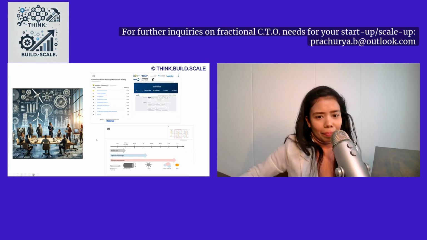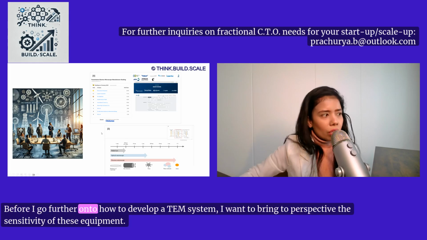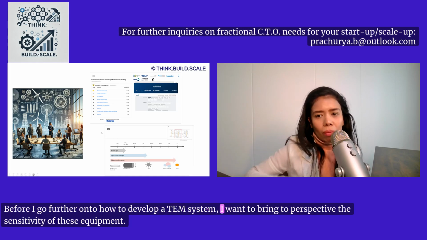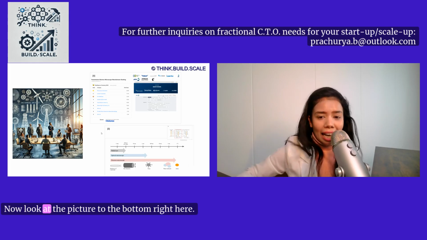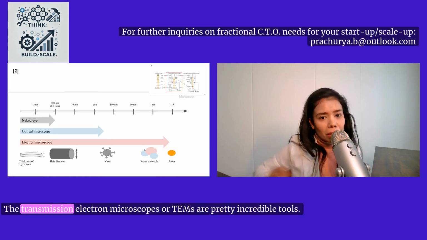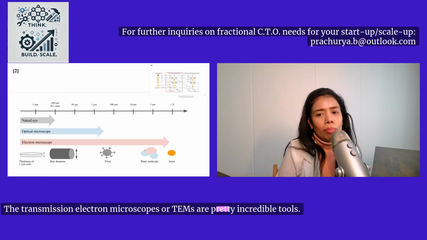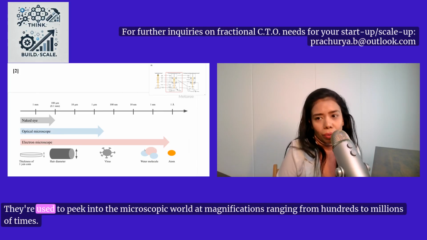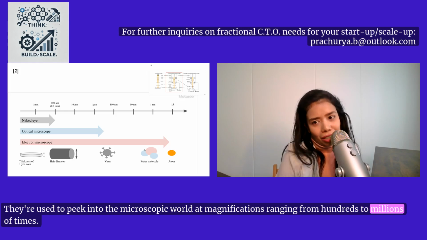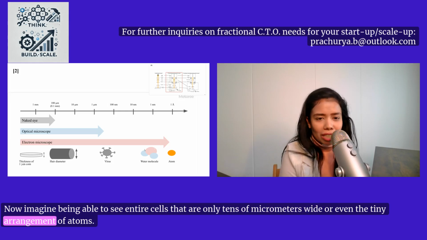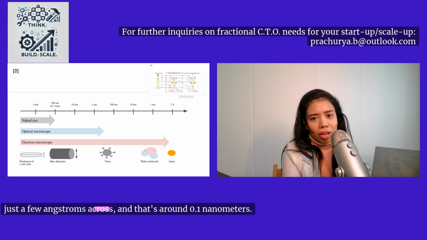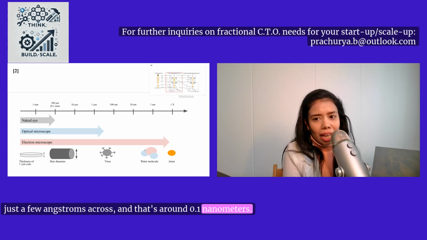Before I go further onto how to develop a TEM system, I want to bring to perspective the sensitivity of these equipment. Now look at the picture to the bottom right here. The transmission electron microscopes, or TEMs, are pretty incredible tools. They're used to peek into the microscopic world at magnifications ranging from hundreds to millions of times. Now imagine being able to see entire cells that are only tens of micrometers wide, or even the tiny arrangement of atoms just a few angstroms across. And that's around 0.1 nanometers.